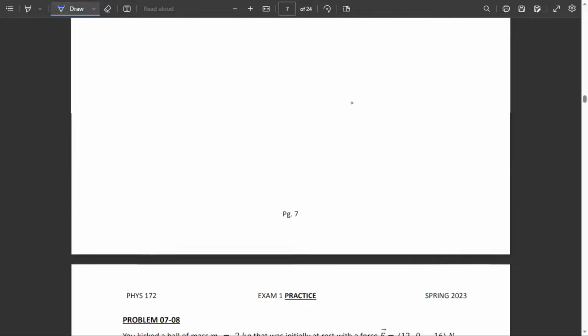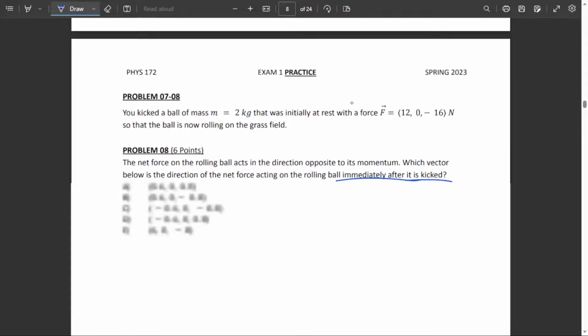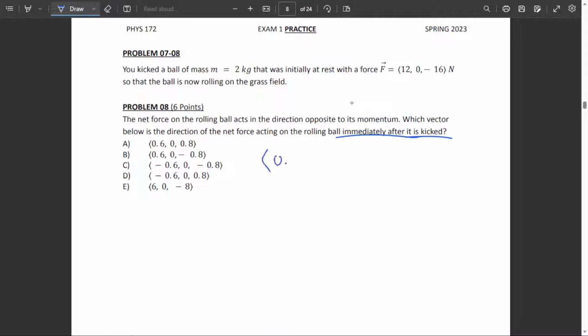So, we can borrow our momentum from the previous question, 0.60 minus 0.8, and then if we take the opposite of this vector, which is just multiply it all by minus 1, that'll give us the direction of the net force. So, the net force is equal to minus 0.6, 0.8. So the answer is D.